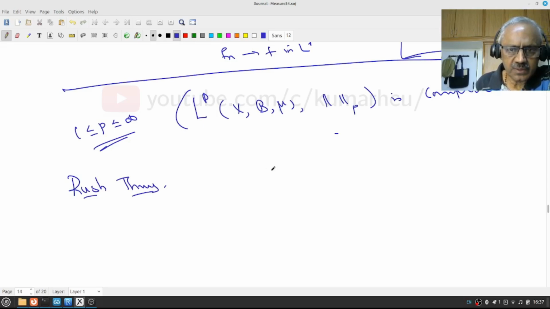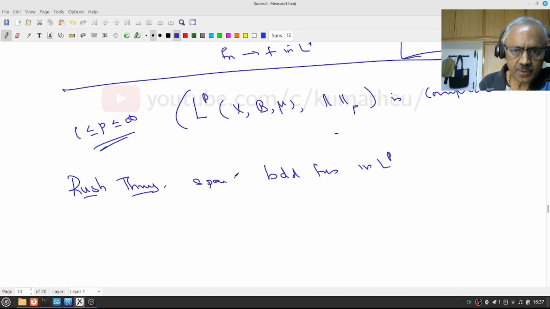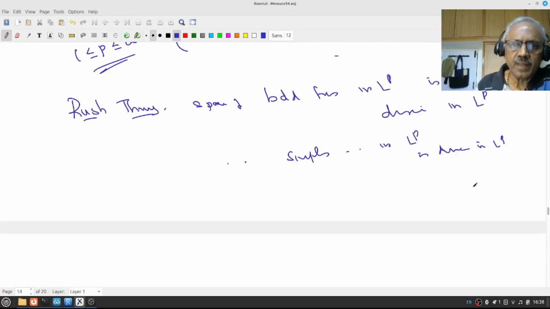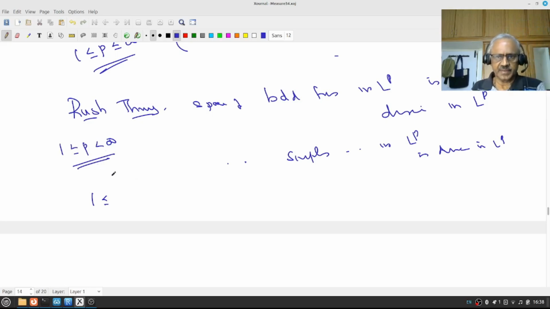So all bounded functions in LP, they say the space of bounded functions in LP is dense in LP. Exactly the same way I proved in L1, and the space of simple functions in LP is dense in LP. And this is for 1 less than p less than infinity. I want to make sure that p is less than infinity. In general it may not be true for p equal to infinity.